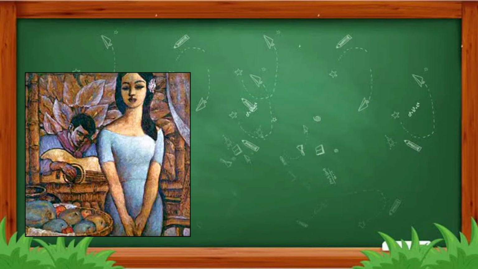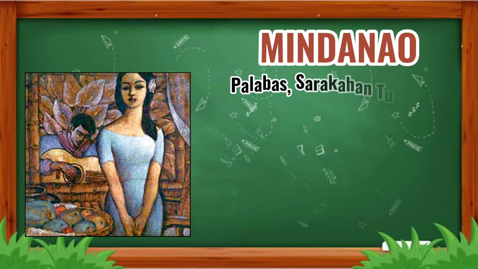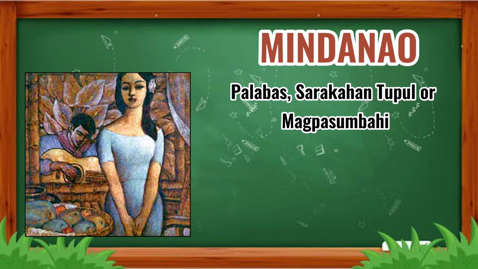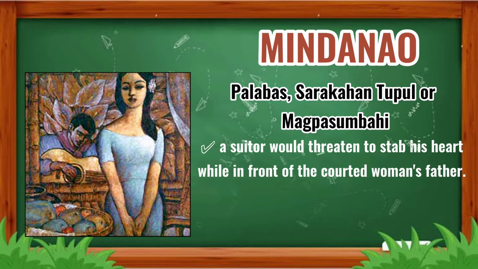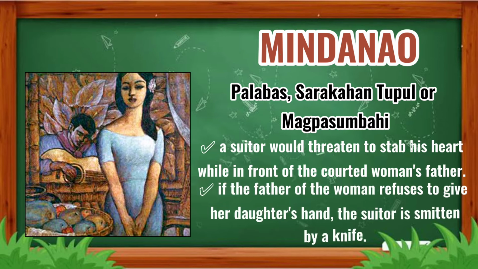And last is Mindanao. Palabas, sarakahan tupul or magpasumbahi is practiced by the Tausugs of Mindanao. A suitor would threaten to stab his heart in front of the courted woman's father. If the father of the woman refuses to give his daughter's hand, the suitor is smitten by a knife.